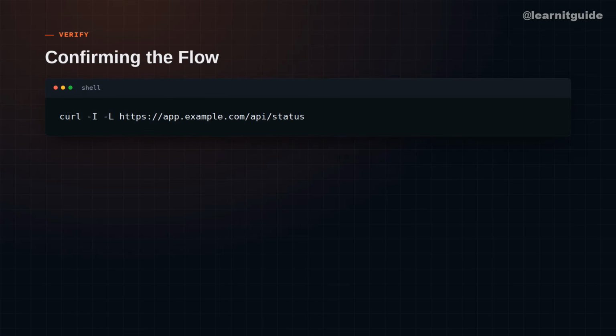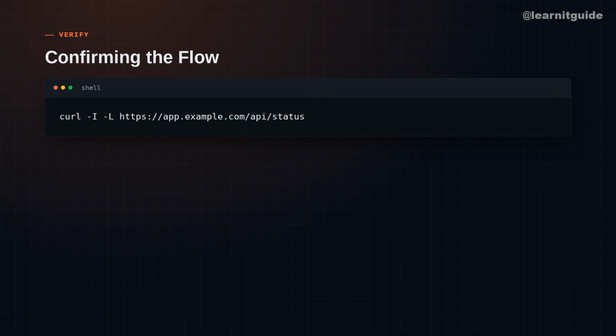To verify the whole setup, run a curl command with the -I and -L flags. You should see a 302 redirect to the Microsoft login page. If you are redirected, your ALB rule is active and correctly enforcing authentication. If you get a 200 OK immediately, your rule priority is too low, or the path pattern is not matching your request.